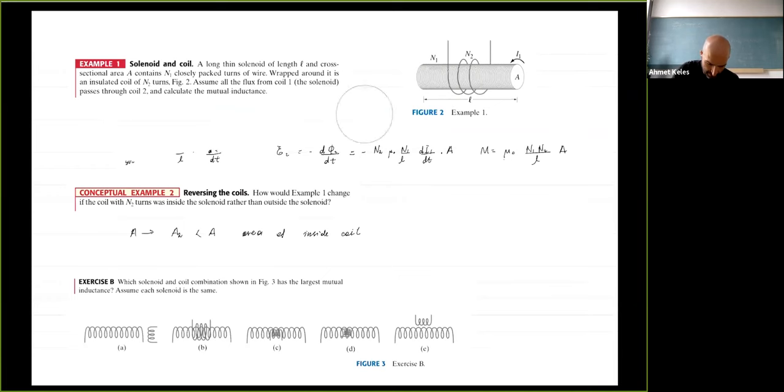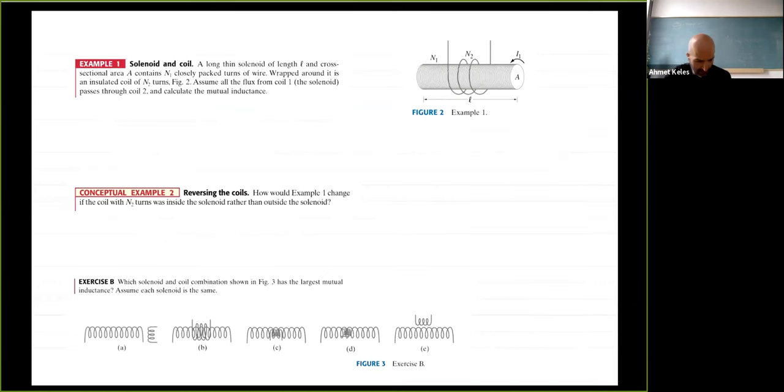Okay, let me clean this. We clean this one too. A solenoid and a coil: a long thin solenoid of length L and cross-section area A contains N1 closely packed turns of wire. And wrapped around it is an insulated coil. They don't touch each other, but there can be a current here of N2 turns. This one is N2 turns, this one is N1 turns. Assume all flux from coil 1, the solenoid, passes through coil 2, and calculate the mutual inductance.